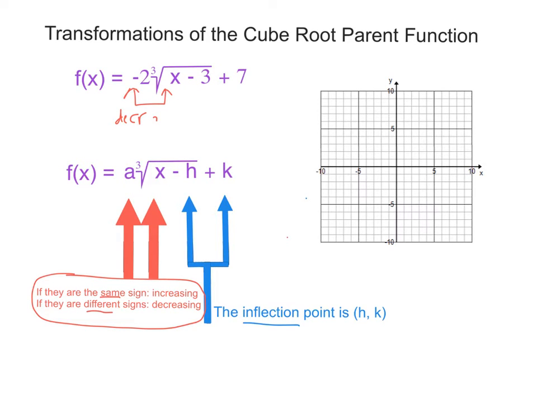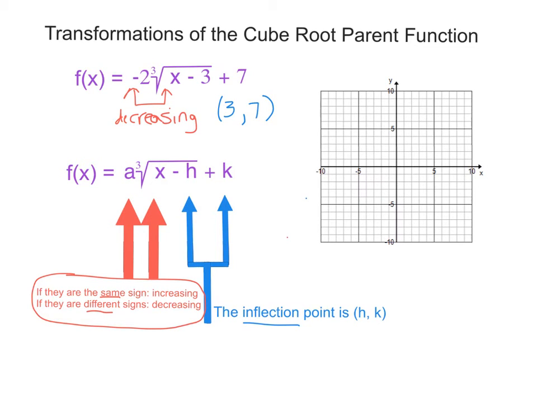Let's try that again. Decreasing, because they are different signs. All right, and then h and k. Again, you'll need to rewrite it. If the x was negative here, we'd rewrite it, but it's not, so we take the opposite of what we would think here, so not -3, but +3, and exactly what we would think here, so +7.